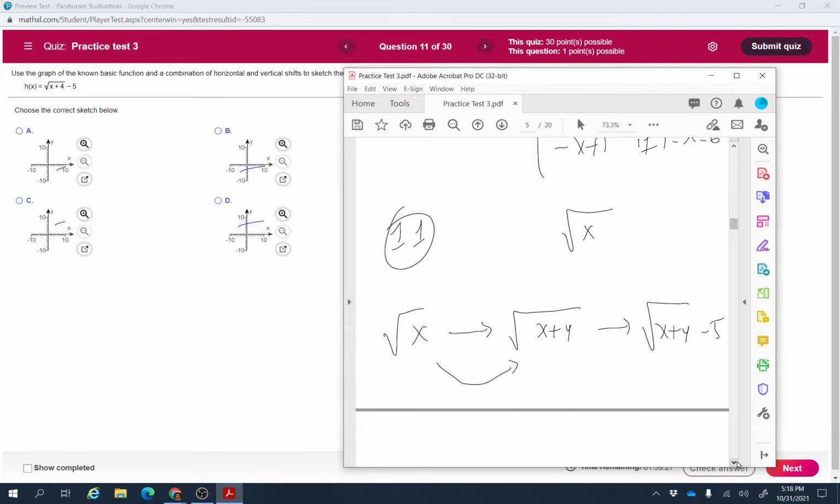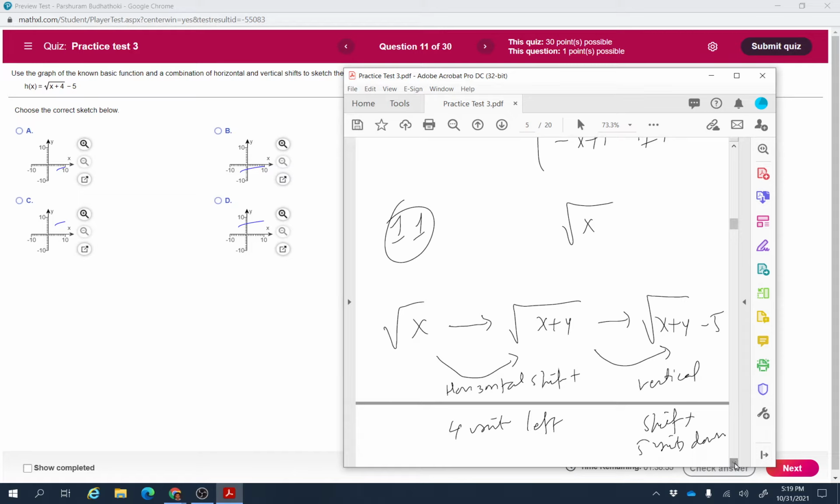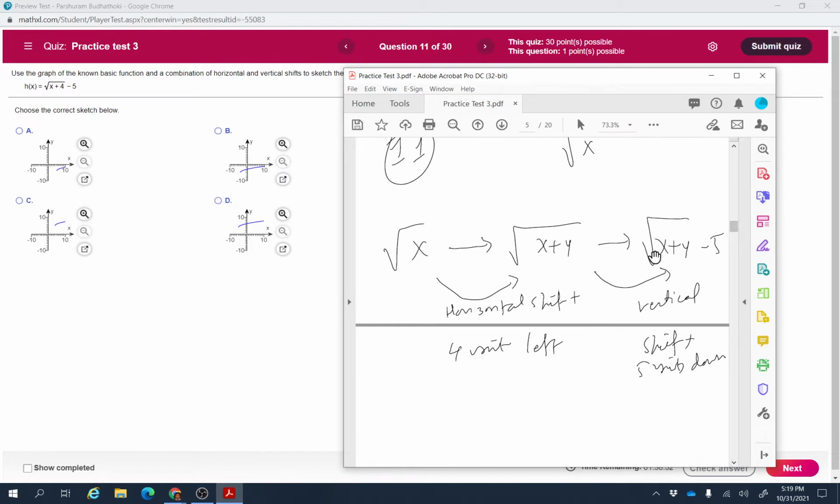This first transformation is the horizontal shift to the left 4 units. And from here to here, it happens if you do the vertical shift 5 units down. So to start from the basic function, to go from here to here, you need to do the horizontal shift, and to go from here to here, you need to do the vertical shift.